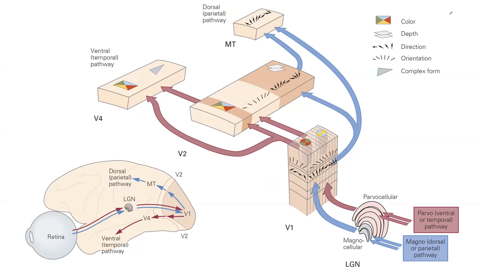Let's look first at the labels in the upper right corner. Here we have color, depth, direction, orientation, and complex form. These would be the basic visual features of low-level visual processing that we will follow throughout the cortex, and we'll see where and how those are processed in the brain.